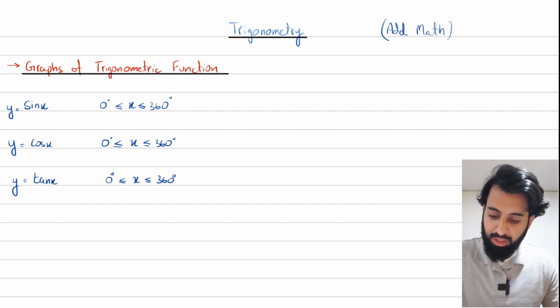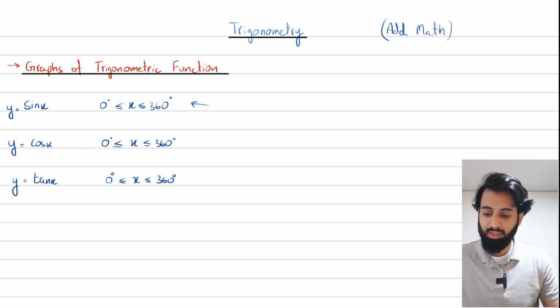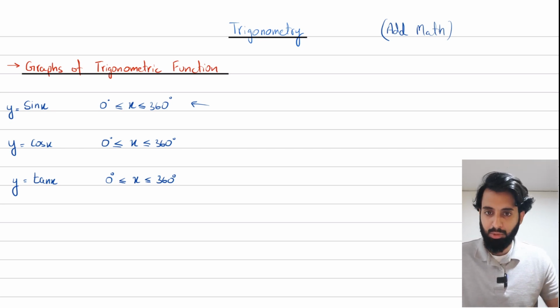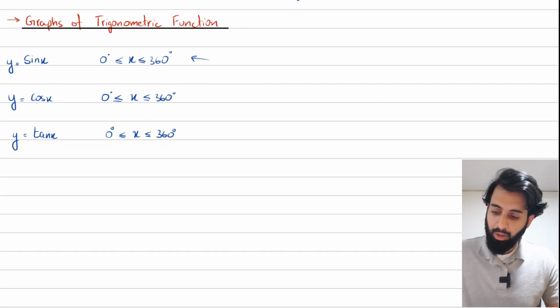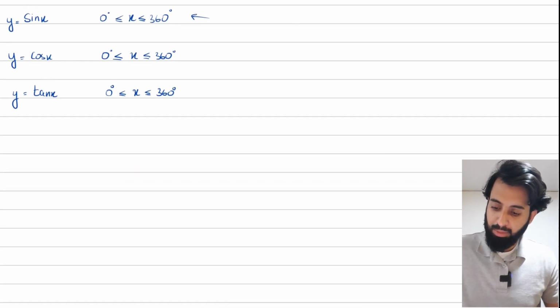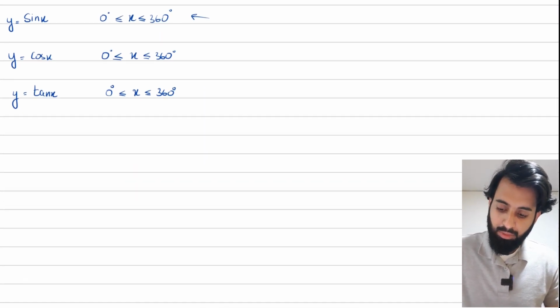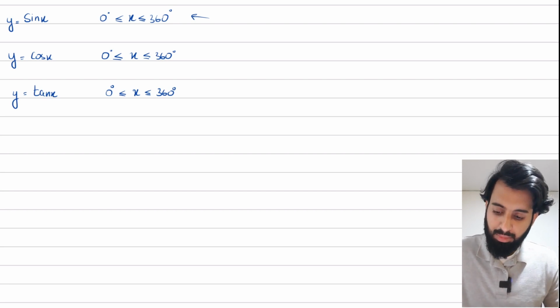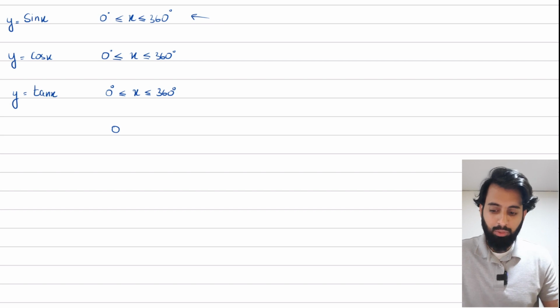Now you can see here that I've given a range. This means that I'm only interested in the part of the curve that starts from 0 and goes till 360. A couple of things that you must remember about sin x is that whenever you're taking values of x, you start from 0 and you go all the way to 360, but you take a step of 90 degrees. That means you take a break of 90 degrees.